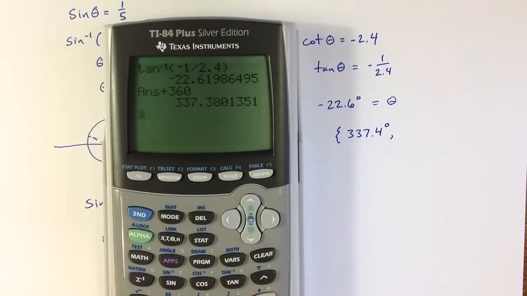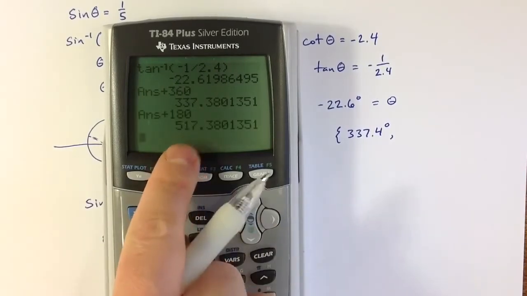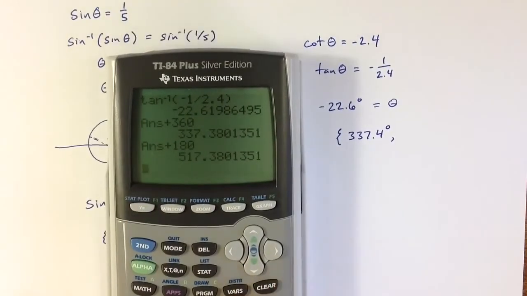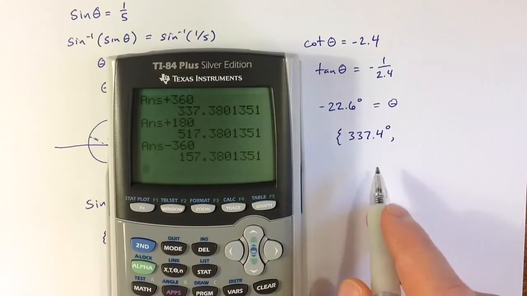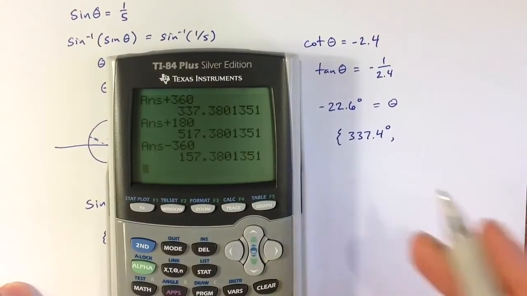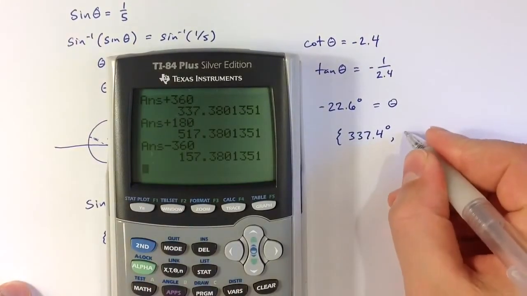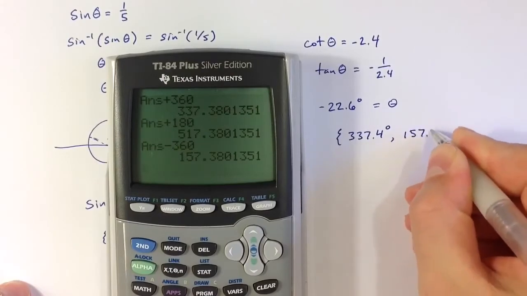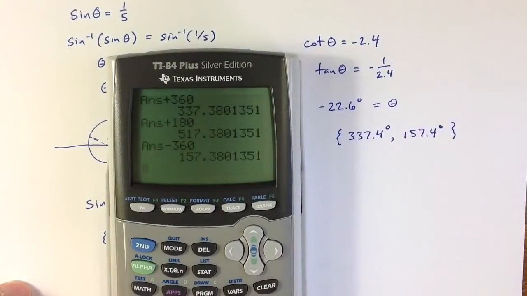The other solution is going to be in quadrant 2, and I can get there by adding 180, but of course that makes the angle too big, so I can find a coterminal angle by subtracting 360. So I guess really I could have just subtracted 180, but this gets us to the same answer, so I get 157.4 as a second solution.